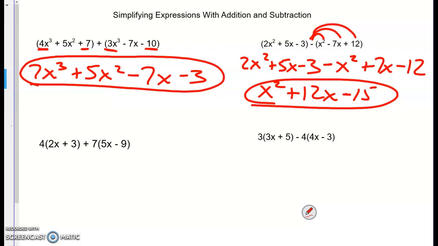Cubed, squared, x, constant. Squared, x, constant. You don't want the numbers all over the place. You want to be organized. Okay? Here we're going to distribute first.